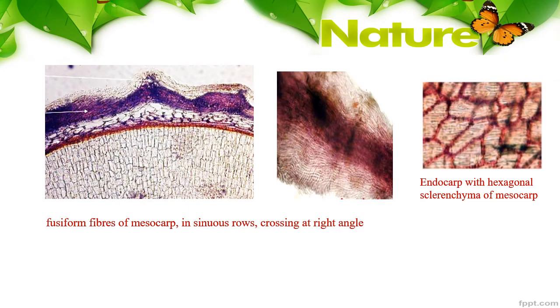Photograph from the microscope showing the fiber layer or sclerenchyma layer of the fusiform fibers, the innermost layer of the endocarp, epicarp, and vascular bundle, and degenerated, small-sized or collapsed vittae. Shape of the fusiform fibers, endocarp with hexagonal sclerenchyma of the mesocarp.